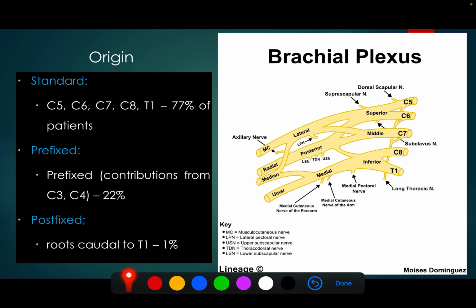This is our brachial plexus. The brachial plexus has the root values C5, C6, C7, C8 and T1. That's the standard value, C5 to T1. If it is prefixed, it is above C5, like C3 and C4. If it is postfixed, then the root value is below T1, and that is 1% of the cases.